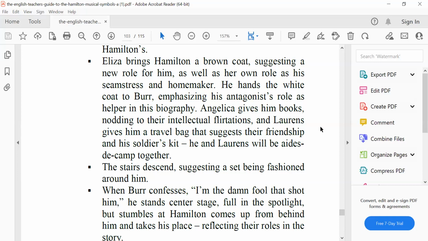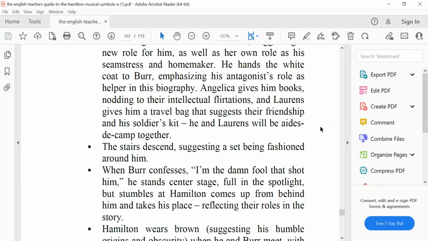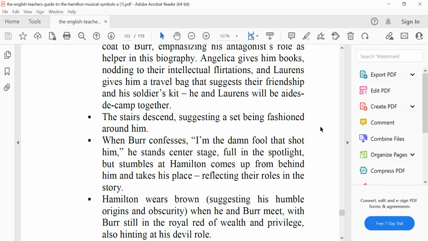He hands the white coat to Burr. Burr is his helper in this. Angelica hands him books. We all know what books symbolize: intellect, cleverness, being well-read, anything like that. Laurens gives him the travel bag, which suggests that they're going to have travel bags and be supporting people in their future. In fact, they're both going to be aides-de-camp. The stairs descend like New York is coming into being around him and being created around him.